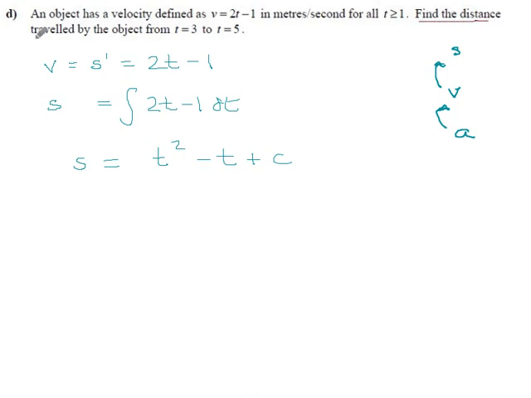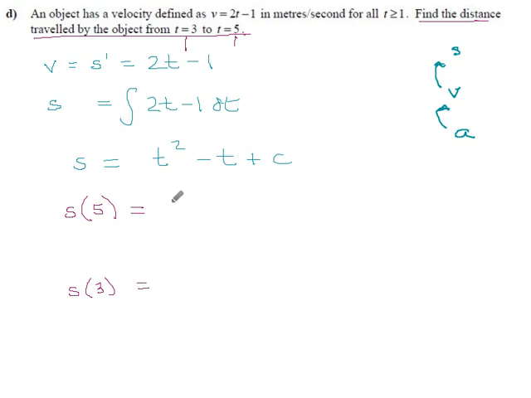Find the distance traveled by the object from 3 seconds to 5 seconds. Well, that's not terribly hard to do, although it takes a little bit of number crunching. What we have to find is where are we when the time is 5, and where are we when the time is 3, and then we'll see how far apart those two positions are.